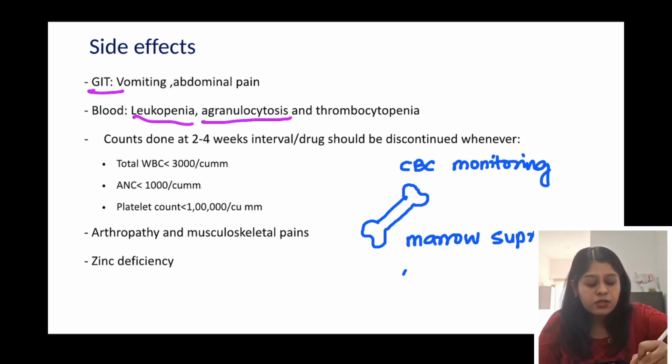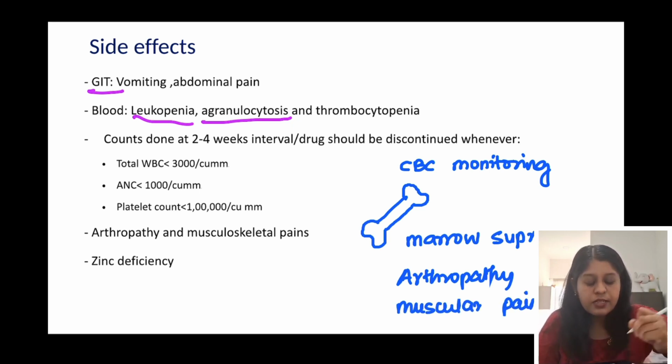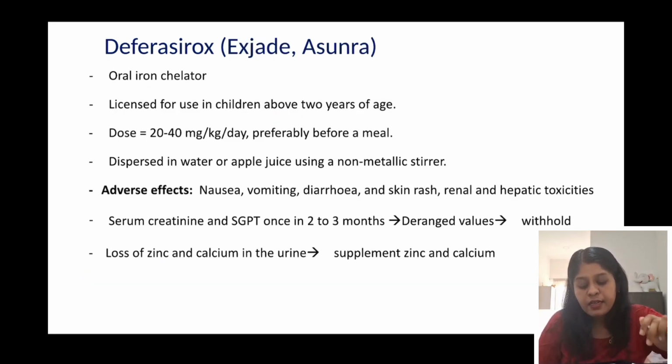There can also be arthropathy and musculoskeletal pain. Pain and arthropathy can be there, and can also lead to zinc deficiency. Zinc deficiency can be seen in deferiprone. Deferiprone is more prone for abdominal GI, arthropathy, leukopenia, zinc deficiency. So you remember bones and GI.